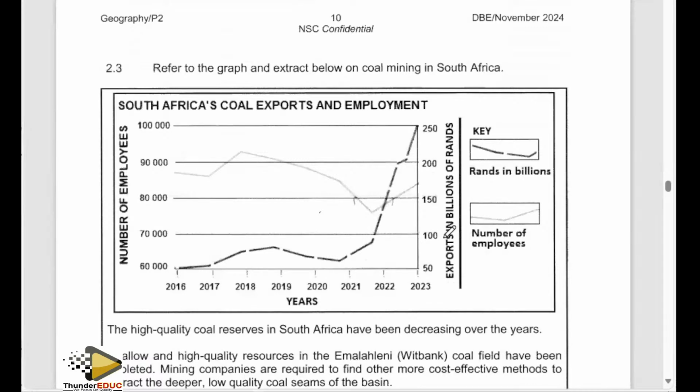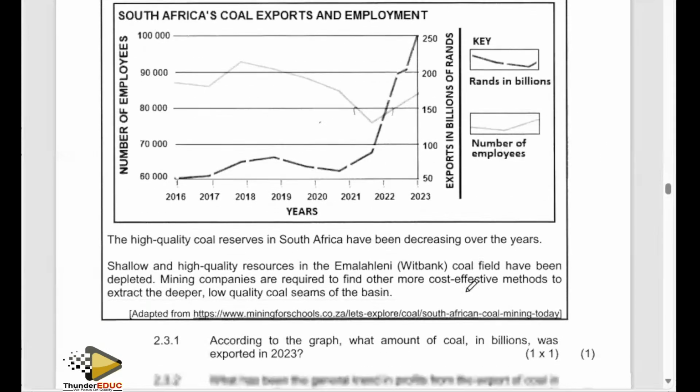The next question is South Africa's coal exports and employment. It's a question based on coal mining in South Africa. There are graphs there which show rands in billions which have been earned from export of coal and the number of employees employed in the sector. The years are from 2016 to 2023, with number of employees on the left and exports in billions of rands on the extreme right side.